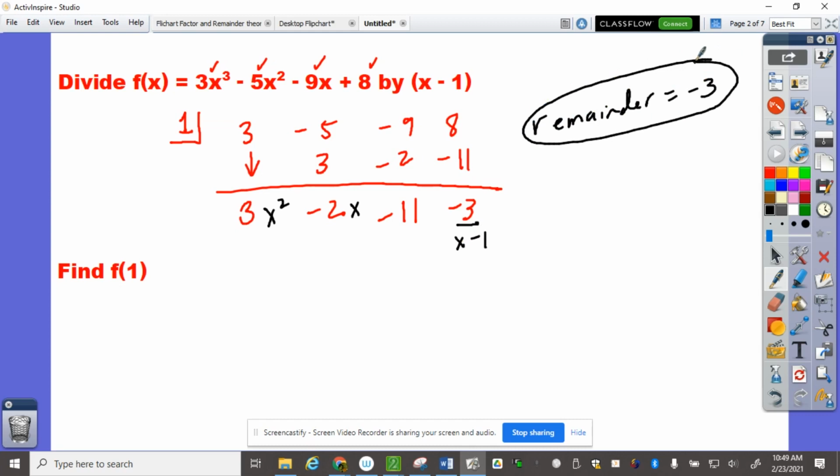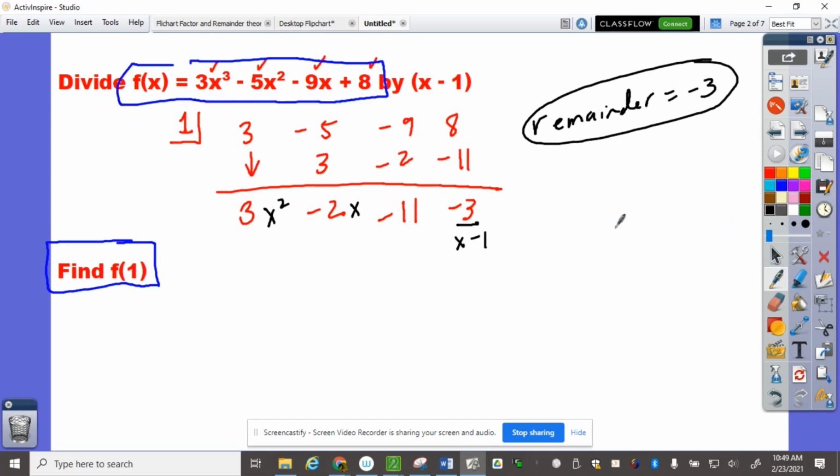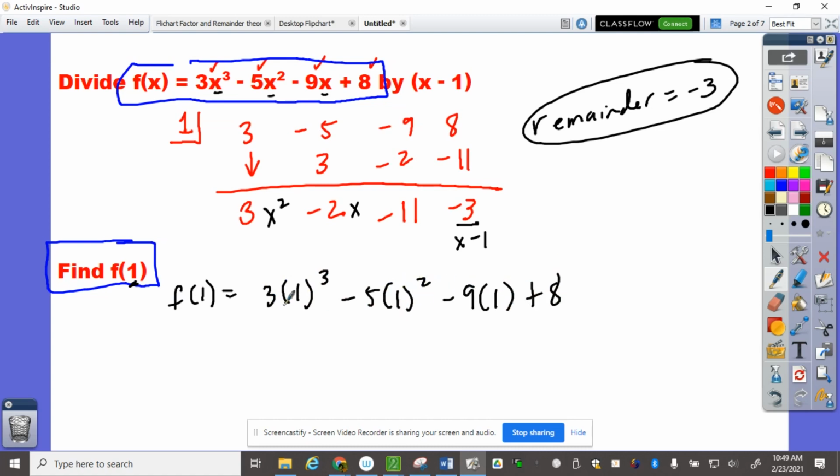Remember that. And let's find f of 1. We're going to plug in the 1 for the x value and evaluate it. That will give us f of 1 is equal to 3 times 1 cubed minus 5 times 1 squared minus 9 times 1 plus 8. You can use your calculator or you can do this manually. Let's try to do it manually. 1 to the third is 1 times 3 is 3.